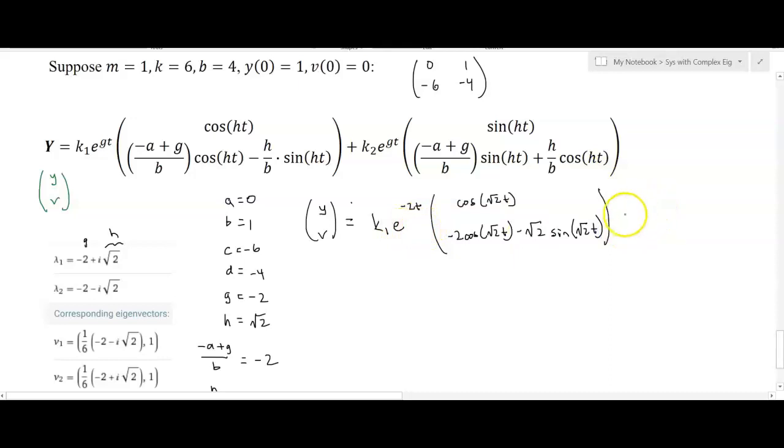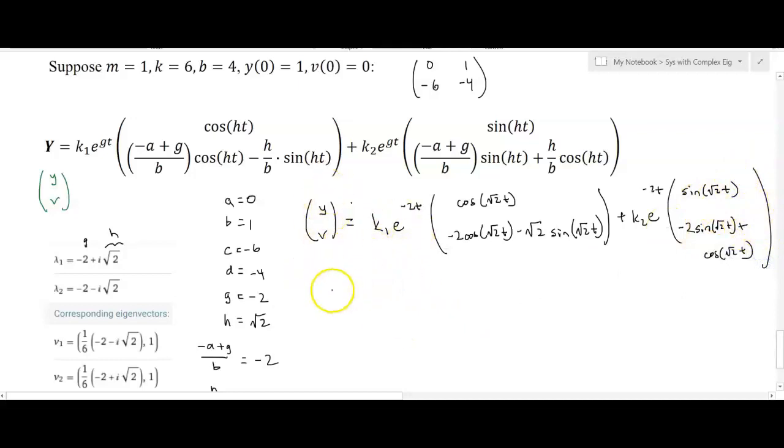So the second term is going to be plus k2 e to the negative 2t times sine of square root of 2t. And then down here, same thing as the cosine function from the other half, negative 2 sine of square root of 2t, and then plus h over b. H over b was square root 2, so it's going to be plus square root 2 cosine of the square root of 2 times t. There we go. And that closes that vector.